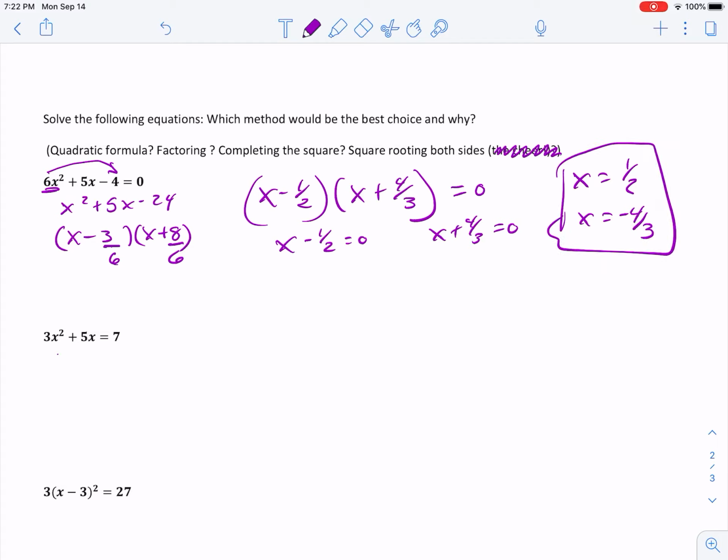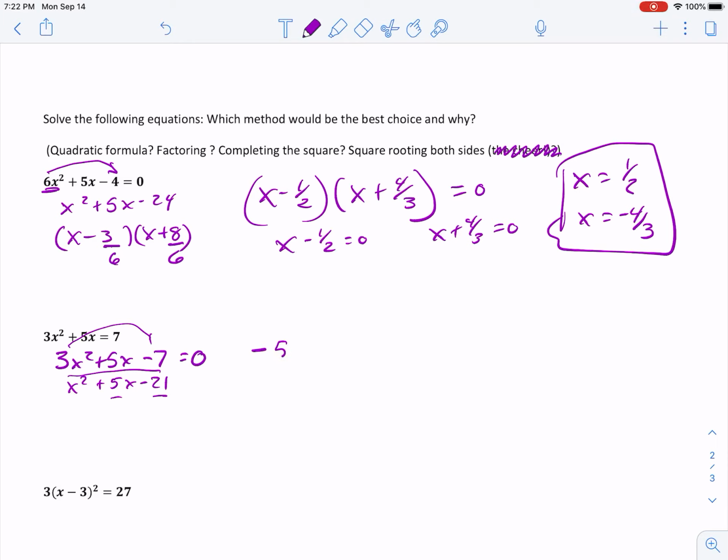Okay, this one, you set it equal to 0 first. 3x squared plus 5x minus 7 equals 0. If I do this, I get x squared plus 5x minus 21. There aren't any factors of 21 that'll give me 5. 3 and 7 are the only ones I can think of, and it doesn't work. So I'm going to stick with this, and I'm going to use the quadratic formula.